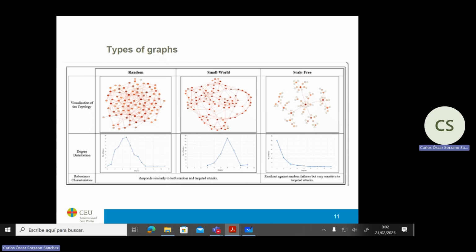Okay, so this is a representation of the same idea. This is random, a small world, and scale-free networks. And then if you count the distribution, you see that this is kind of Gaussian, this is also kind of Gaussian, and this is a power law.